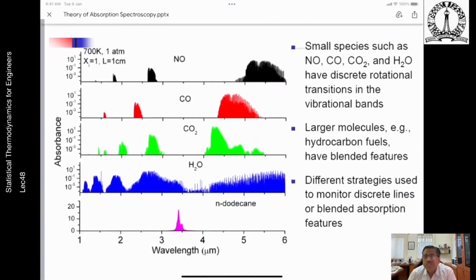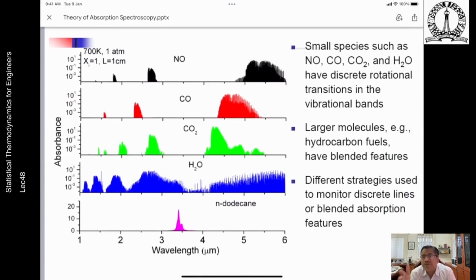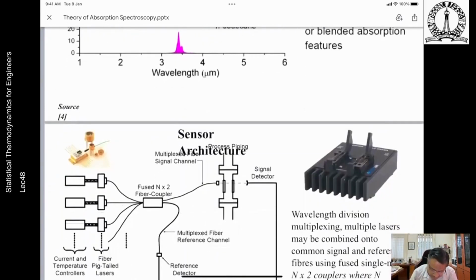The small species, you can see, have discrete rotational transitions in the vibrational bands. Larger molecules have blended features. All these are absorbances of NO, CO, CO2, water, and the last one is n-dodecane, right?